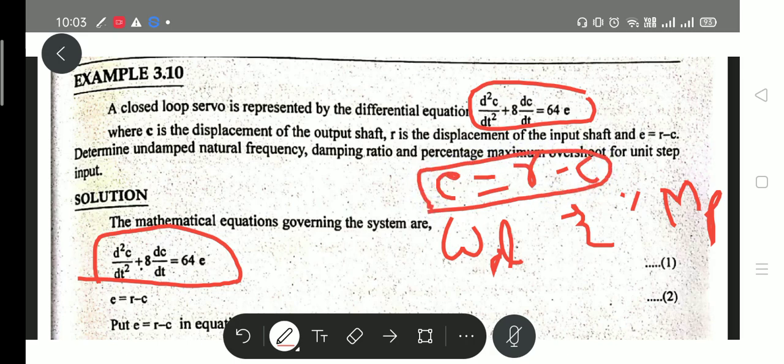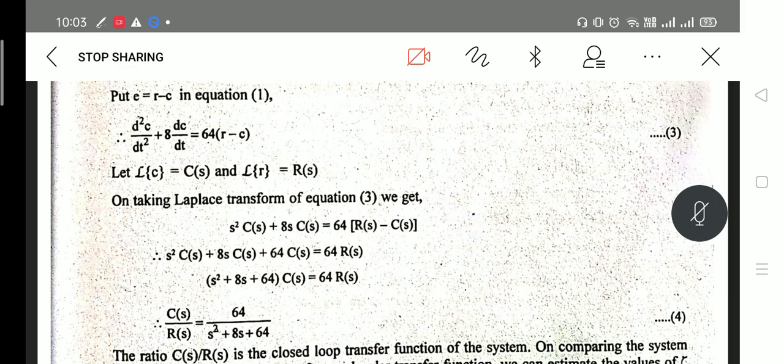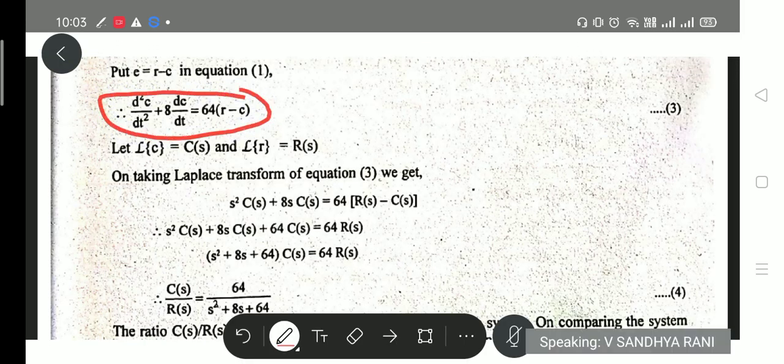So substitute here E is equal to R minus C. Okay. Here I substituted R minus C: 64 into R minus C. Then after that, apply the Laplace transform to this equation. Laplace transform of this equation: d square by dt square means s square. Already we know. So s square into c.